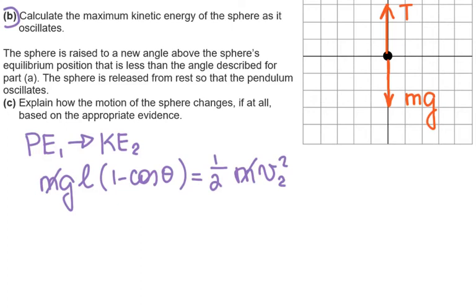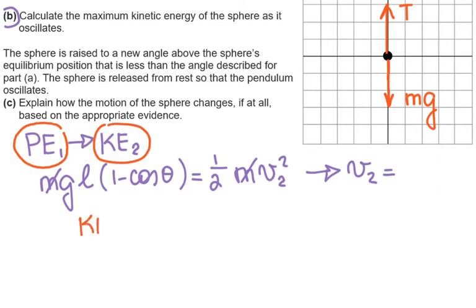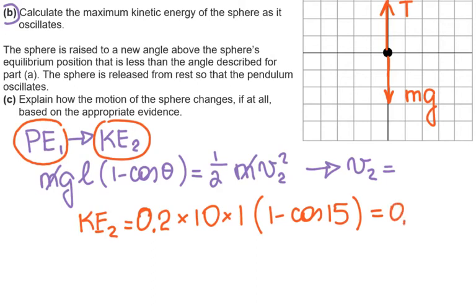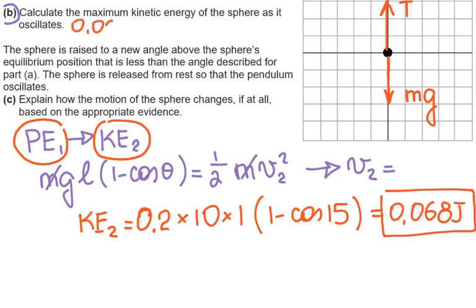Actually, I could find the velocity. That's probably what they're going to be asking me. I don't need to find it actually, but from here, yes, I could find the velocity. Let's see if we will need the velocity. They only ask you to find the kinetic energy, and your kinetic energy is equal to the initial potential energy. So I can say my kinetic energy at 2 is equal to the potential energy at 1, which is mass, 0.2 kilogram, times g, times h, which is 1 times (1 minus cosine 15 degrees), and that is equal to 0.068 joules. So that's the answer for this part, 0.068 joules.